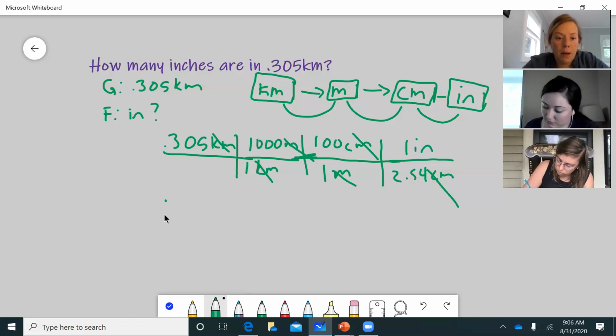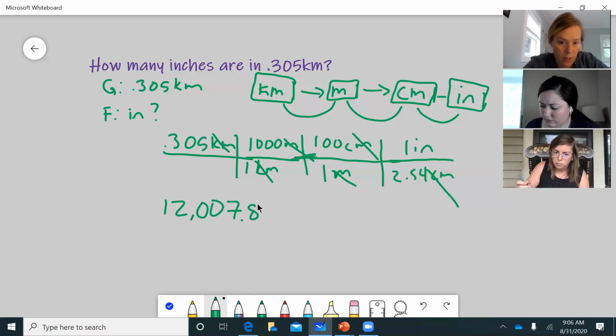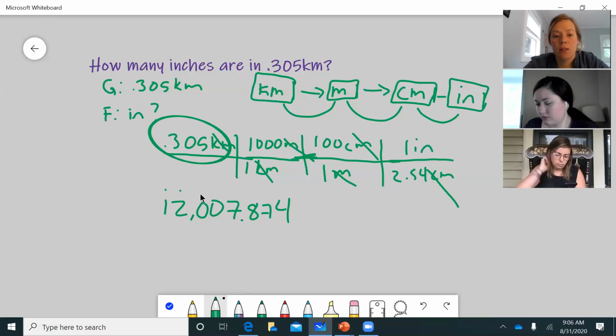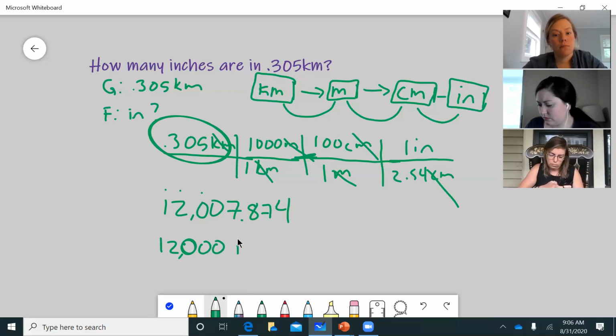So my calculator popped out 12,007.874, something like that. I can honor 3 sig figs. Go off of what your given information is. Don't go off of your conversion factor. So 1, 2, 3. I keep the 1, the 2, and the 0. 12,000 inches.